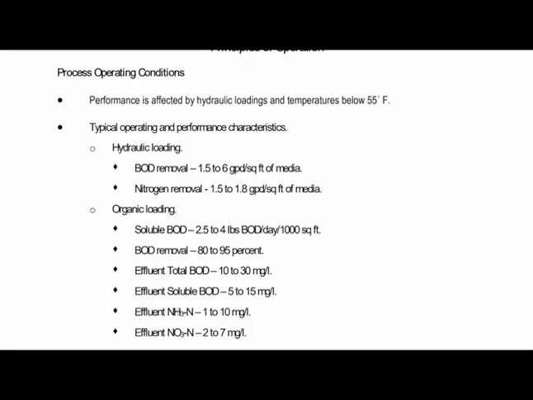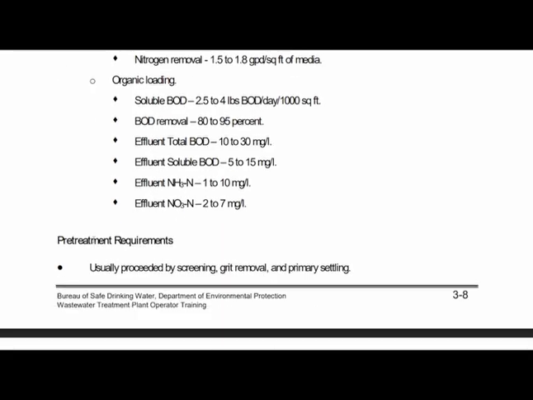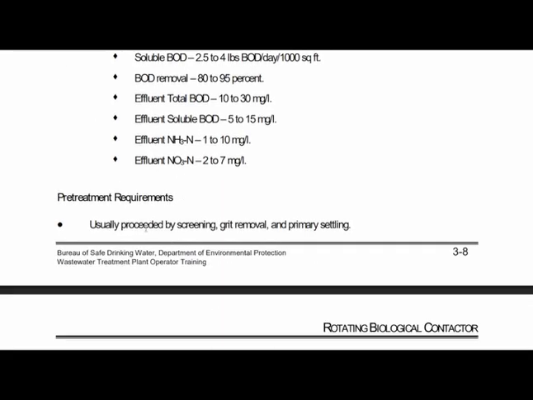Effluent NH3-N is 1 to 10 milligrams per liter. And effluent NO3-N is 2 to 7 milligrams per liter. Pretreatment requirements, usually preceded by screening, grit removal, and primary settling.